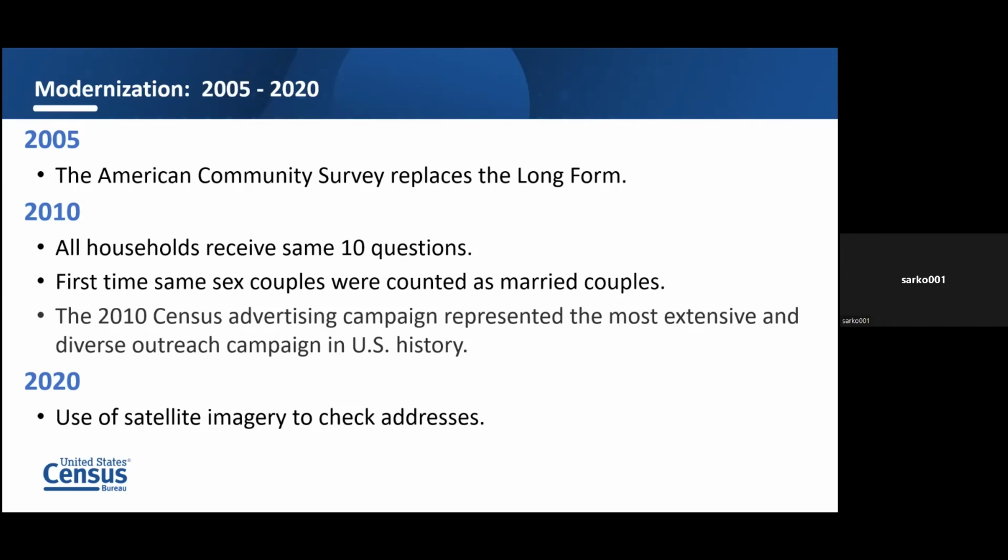In 2020, census was unique because it was the first time we used satellite imagery to check addresses. We were able to validate 65% of the addresses in office. So then we could reduce our workforce that would have to go out and do on-the-ground canvassing.